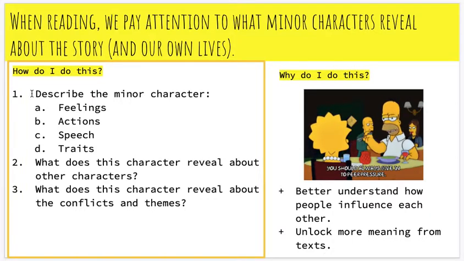Number one, describe the minor character. What are they feeling? What are their actions? What is their speech? What are their traits? That's how I like to do it. I lead up to this traits thing so that I'm not just assuming something. I'm basing the description of their traits in evidence from the text. And then think, what does this character reveal about the other characters around them? And then finally thinking about the conflict and themes.